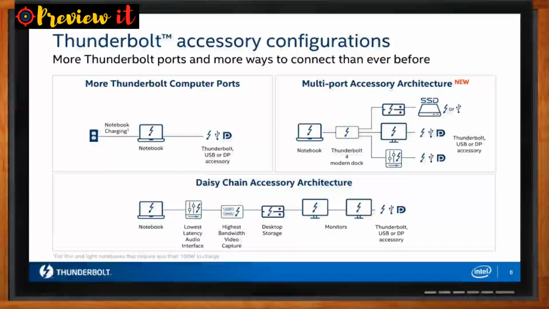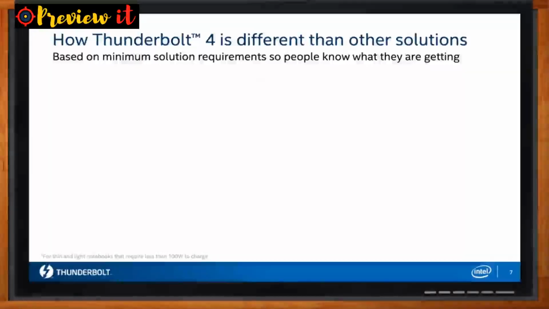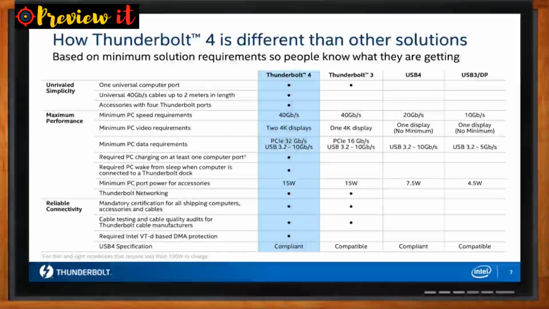Okay. So, Sandeep, how does Thunderbolt 4 compare with other solutions in this space? That's a great question. So far on Thunderbolt 3, we already had mandatory certification for all shipping computers, accessories, and cables to offer the most consistent user experience across a wide range of product types and manufacturers. In addition to this, we have increased the minimum performance requirement capabilities from Thunderbolt 3 to Thunderbolt 4, and this in turn has allowed us to expand the end-to-end solution capabilities as well.